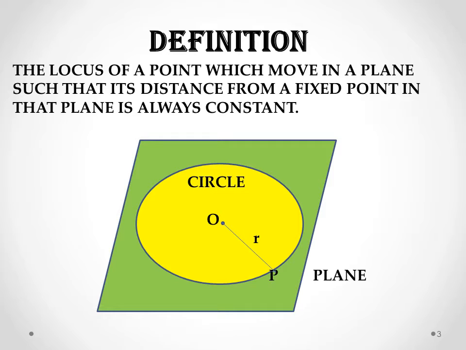Definition of a circle everyone knows. It is the locus of a point which moves in a plane such that its distance from a fixed point in that plane is always constant. For example, if you tie a rope around a pole and hold the other end of the rope and move around the pole, the footsteps you make are in the shape of a circle, without changing the distance of the rope. That means if O is the pole and P is the footsteps, OP will always remain constant. That will be your radius, and the locus of those points is called a circle.